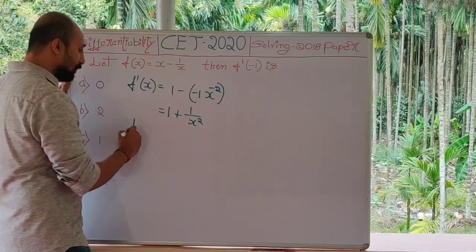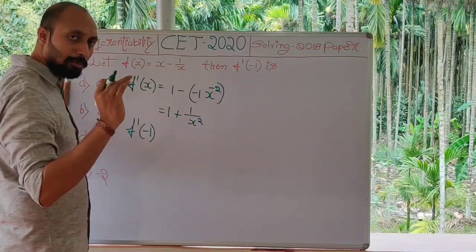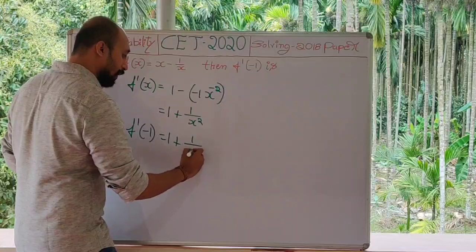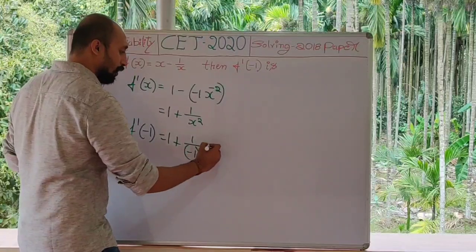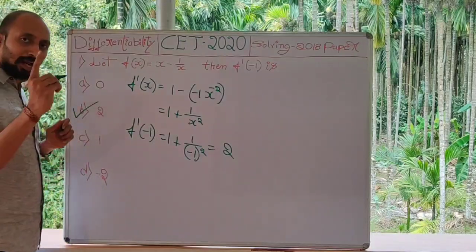Now what I have to find is f dash of minus 1. In the place of x, I have to substitute minus 1. So it is 1 plus 1 divided by minus 1 whole square. That value is 2. So I will have option B as the right answer.